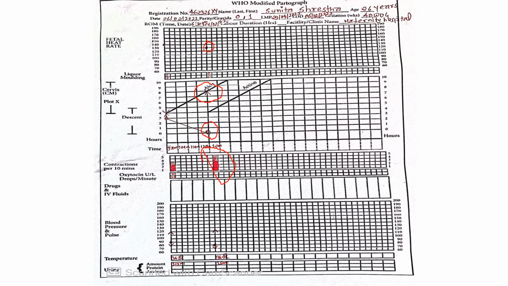The blood pressure of the woman was 120 by 70, so this is the systolic blood pressure and this is the diastolic blood pressure. Pulse rate was 80 beats per minute, so it is recorded here. Temperature was 36.8 degrees centigrade, so it is recorded in this box, and the urine output was 150 ml, so it is recorded here. So like this you have to plot in the partograph.